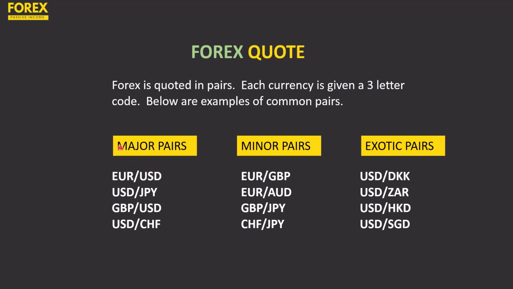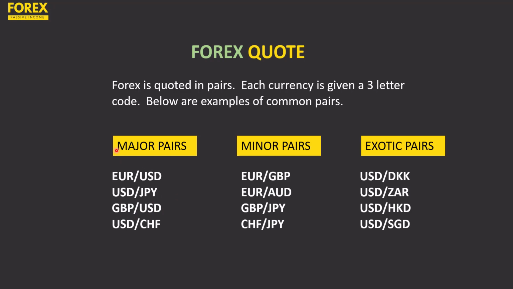Here we have what we call major pairs, minor pairs, and exotic pairs. What are major pairs? Major pairs is when the US dollar is pairing with a strong economy. Just like you have the euro, a stronger economy, pairing with the US dollar, this is a major pair. We also have the US dollar pairing with Japan, which is another strong economy, and the Great British pound with the US dollar. This kind of pairing system is what we call the major pair.